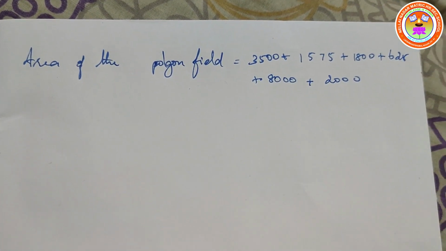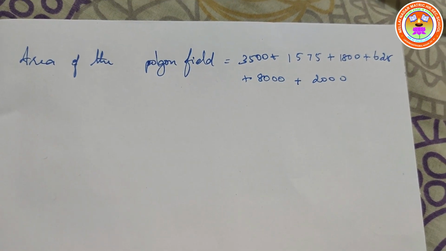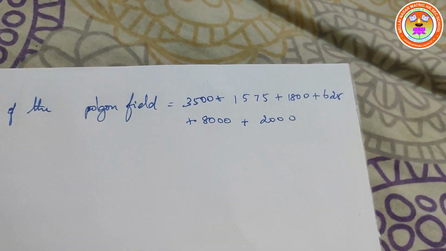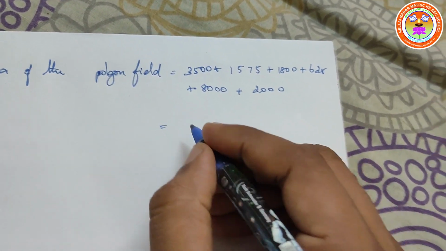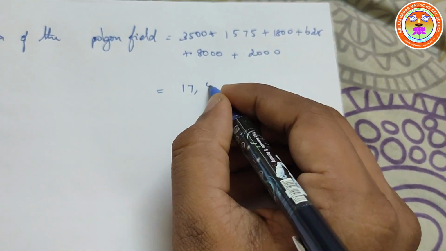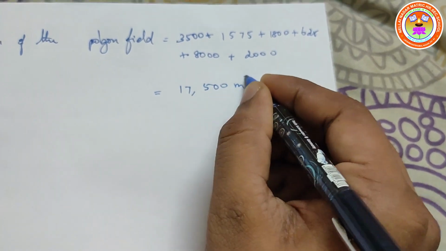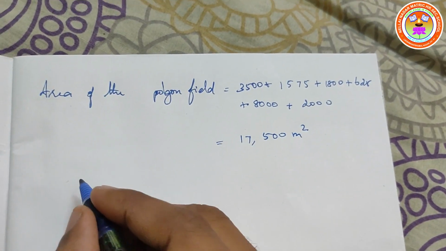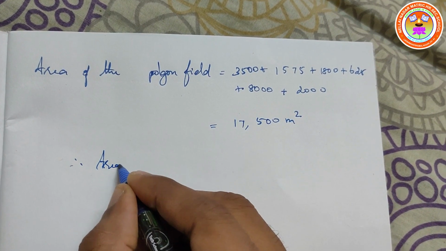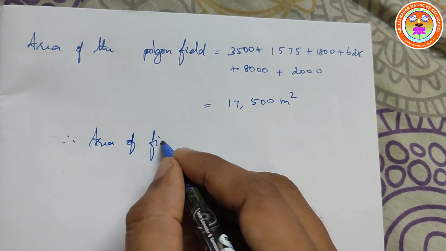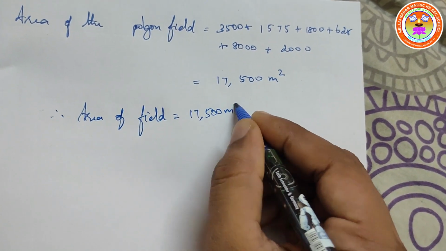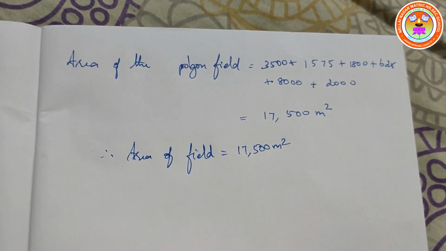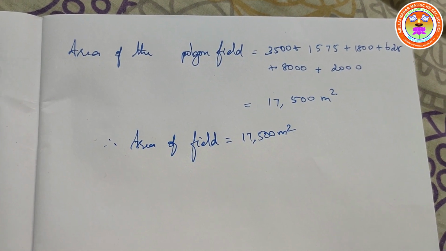Are you able to understand? So area of the polygon, if you want to find, you have to add all the small shapes. If you add all the areas of different shape, you can get 17,500 meter square. Therefore area of field is equal to 17,500 meter square. Like this only you have to complete the answer.